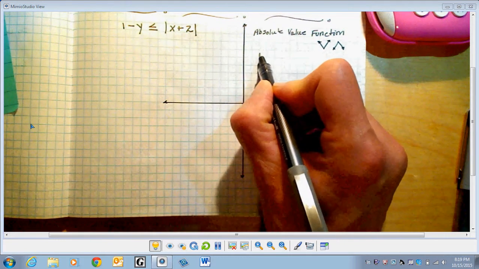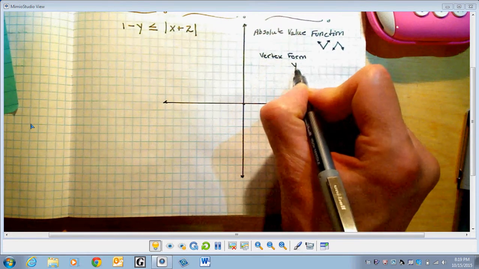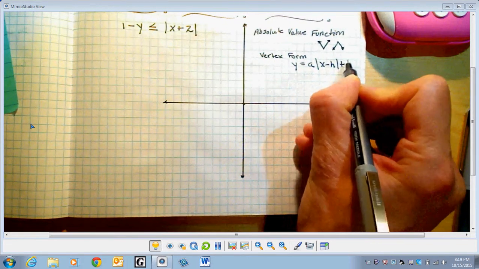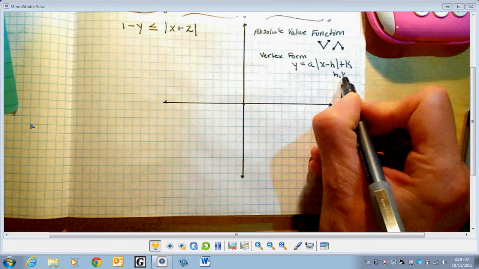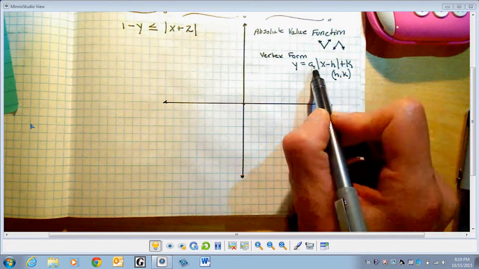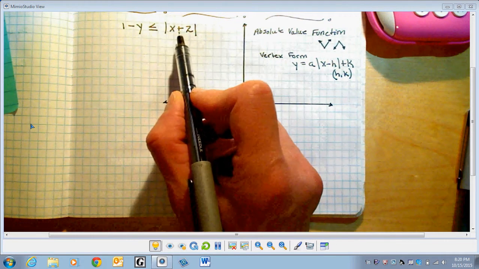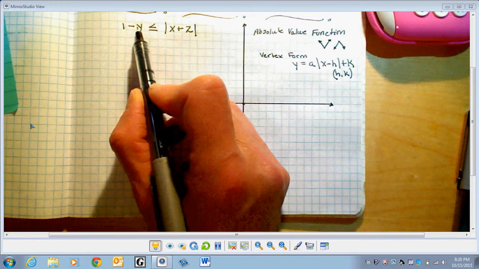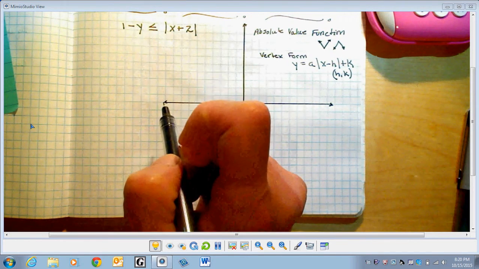So let's think about that. Vertex form is y equals a times the absolute value of x minus h, plus k. And we know where (h, k) is our vertex, and a is either a compression or a stretch. Okay? So this is almost in that form. I just need to get this 1 out of there, and I need to make it not a negative y. I need to make it a positive y.